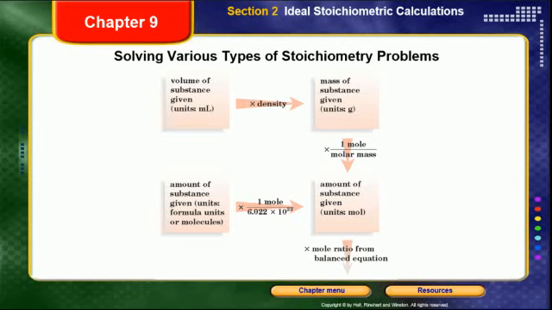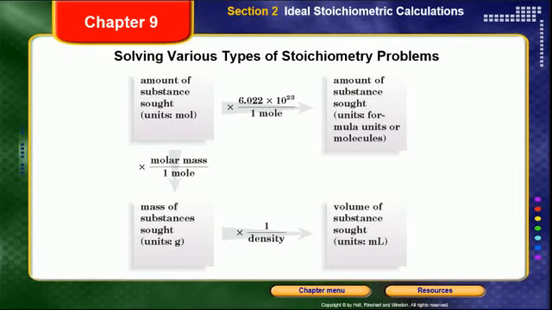You can do something very similar if we're given the amount of the substance in formula units or in molecules or particles. We can use Avogadro's number as a conversion factor, and we can go directly into moles of the substance. Then from either of these spots, we can continue with any of these stoichiometric calculations that we want.